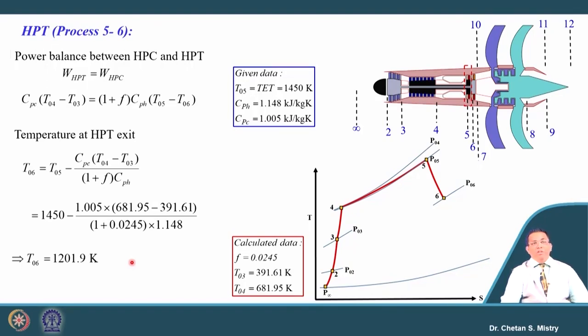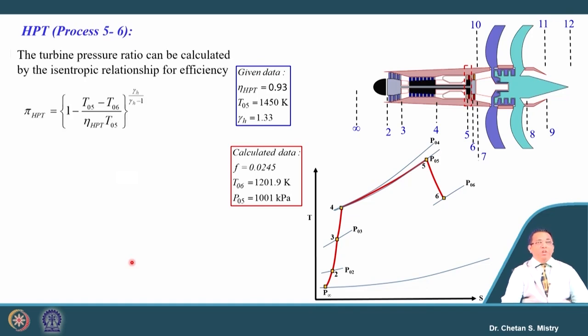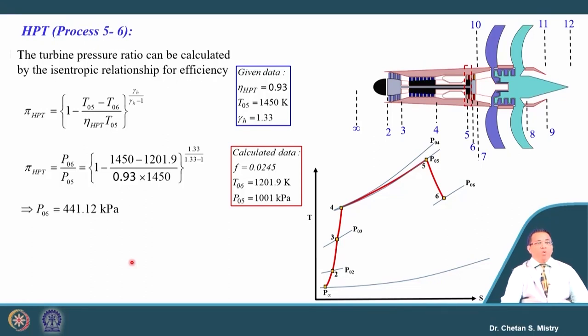Now, in order to calculate the outlet total pressure, we have the information on the isentropic efficiency. This isentropic efficiency we can correlate with the pressure ratio, or expansion ratio, in the form of temperature. Let us put that equation. If we put that in, the outlet pressure from the HP turbine comes to 441.12 kilopascal.